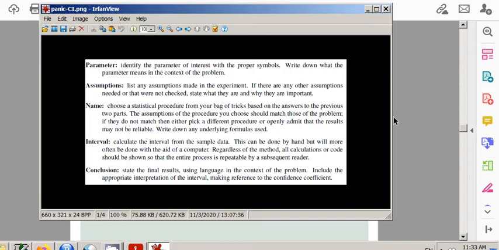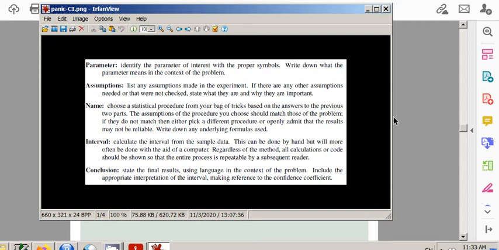First, panic, time to panic. Parameter, identify the parameter of interest. True proportion. Assumptions, what are the assumptions? Independence, success failure condition, check those. Name, what statistical procedure are we using? Name it. Interval, let's compute the confidence interval. Conclusion, let's give a conclusion.